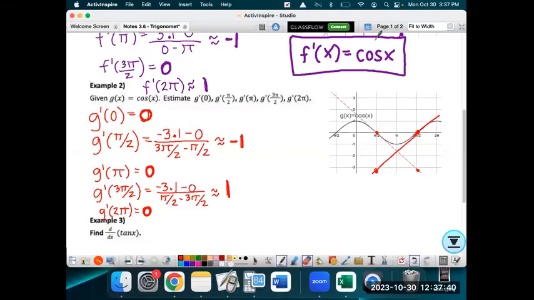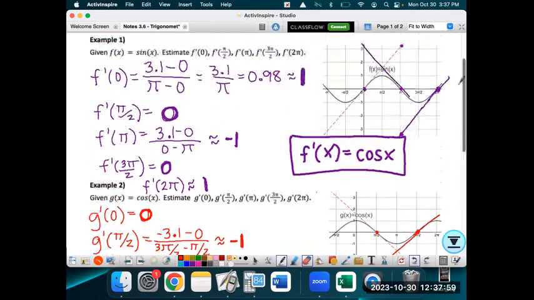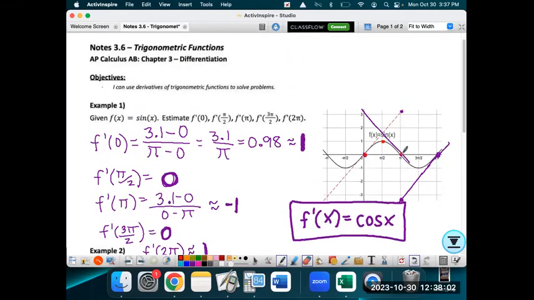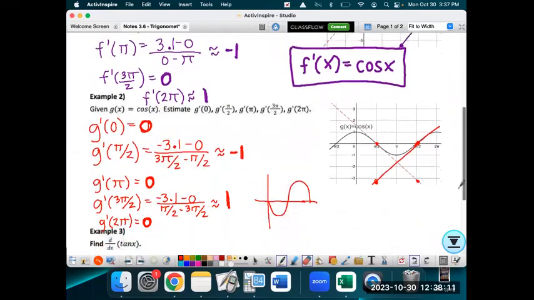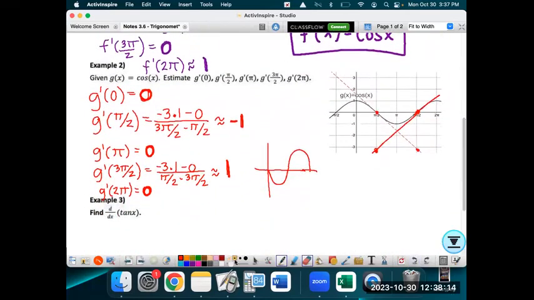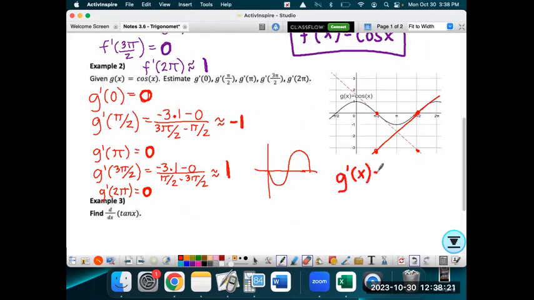Okay. So it looks like we are getting the values 0, -1, 0, 1, 0. But those values are the opposite of what the sine function values are. Sine, if we look at the graph, goes from 0 to +1, 0, -1, 0. So it looks like we kind of have the reflection of the sine graph over the x-axis. So I think that the derivative function of cosine is negative sine of x.